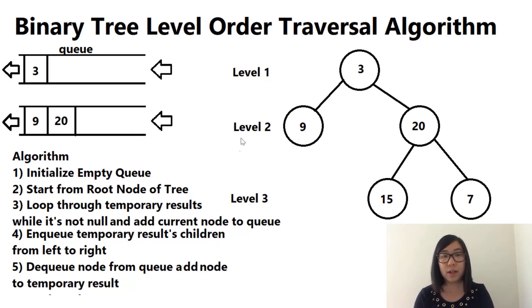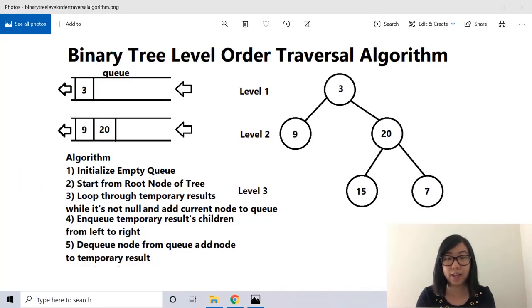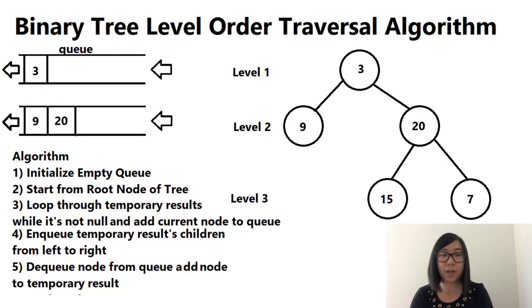And then after we initialize our empty queue, we have to start from the root node of the tree and add the current node to the queue. And enqueue its children from left to right, and then dequeue that node from the queue and add that node to the temporary results.